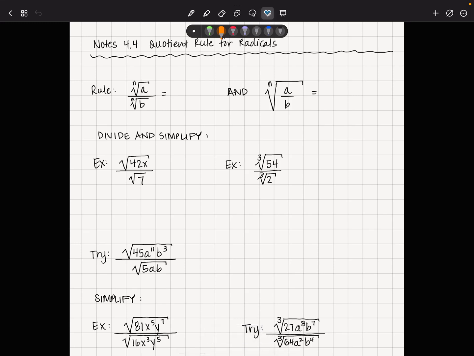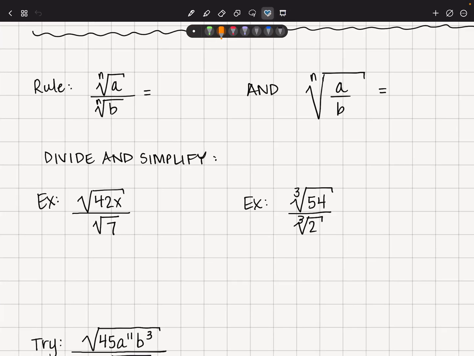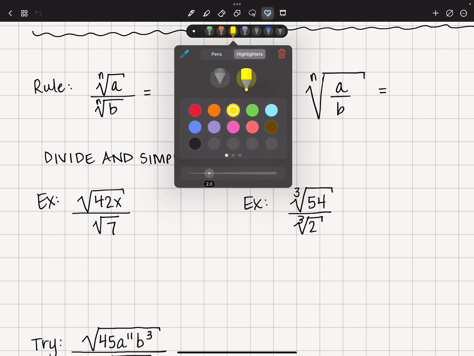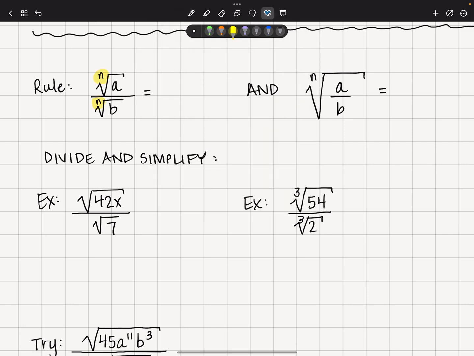The quotient rule for radicals is used very often when we're dealing with radicals in the numerator and the denominator that have the same index. So the rule is that when you have the same index, here we have the nth root of a over the nth root of b, that is going to simplify to be the nth root of a over b.